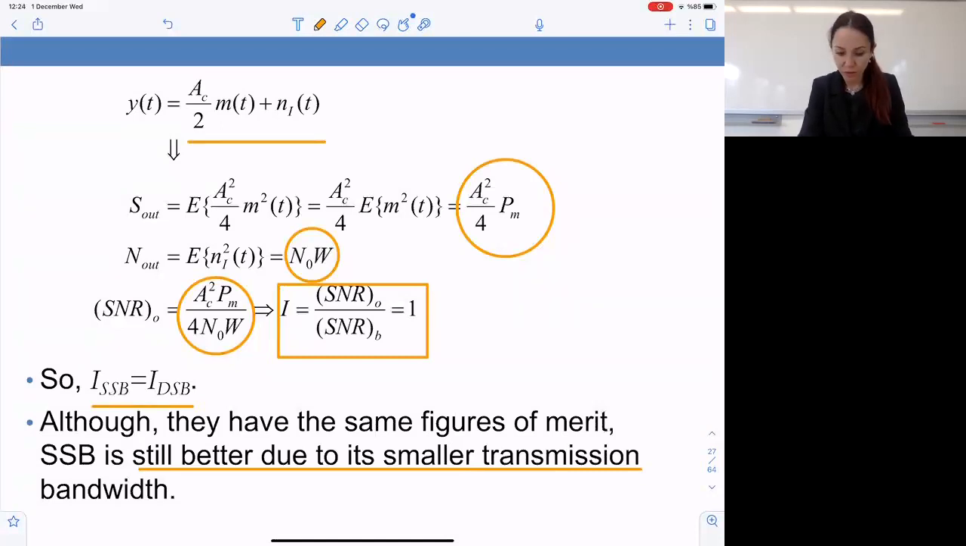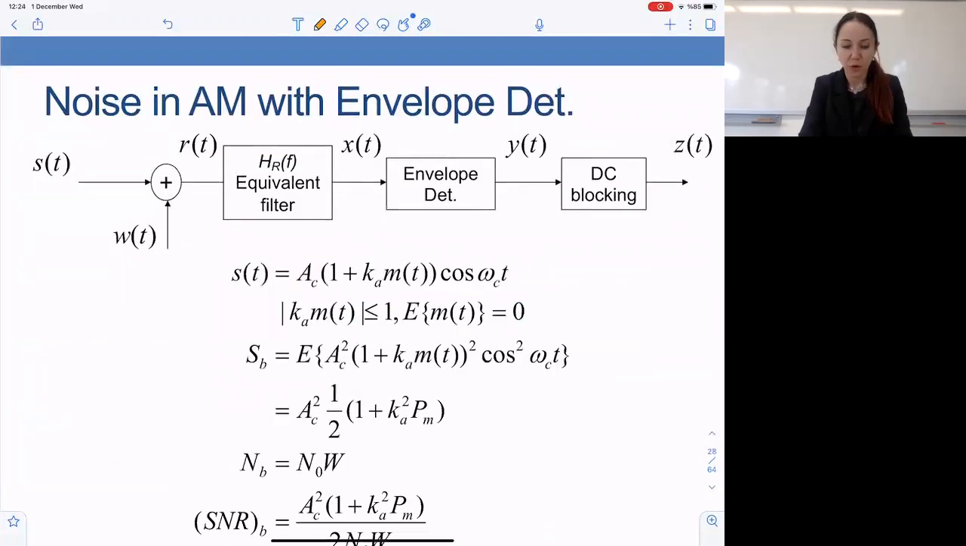So the next topic that we're going to discuss is conventional AM. But it appears that that is next time. So next time we will talk about noise in conventional AM with envelope detection. Okay.